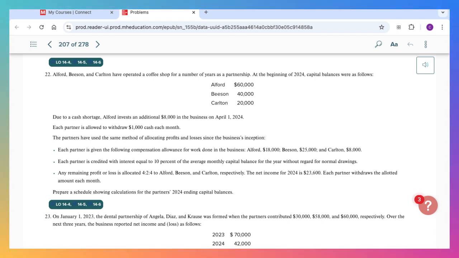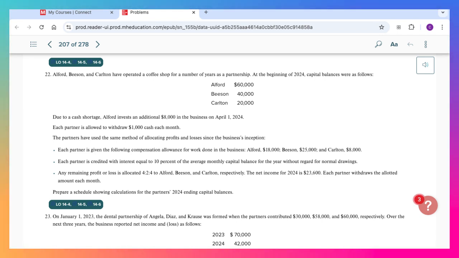Each partner is given the following compensation allowance for work done in the business. Alfred gets salary or compensation of $18,000, Beeson $25,000, and Carlton $8,000. Each partner is credited with interest equal to 10% of the average monthly capital balance for the year without regard to normal drawings. They go on to tell us that any remaining profit or loss is allocated 4-2-4 to Alfred, Beeson, and Carlton respectively.